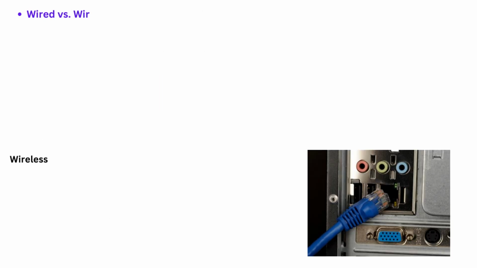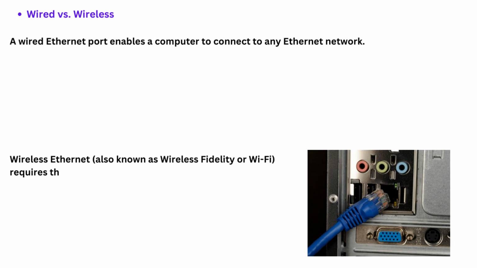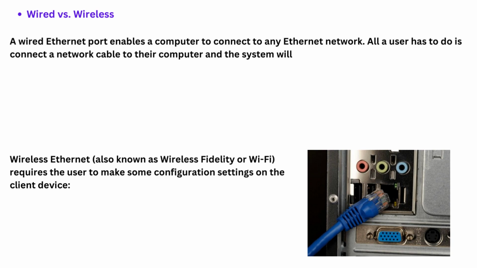Wired versus wireless. A wired Ethernet port enables a computer to connect to any Ethernet network. All a user has to do is connect a network cable to their computer and the system will be recognized unless the network has been configured to accept connections from only specified devices.